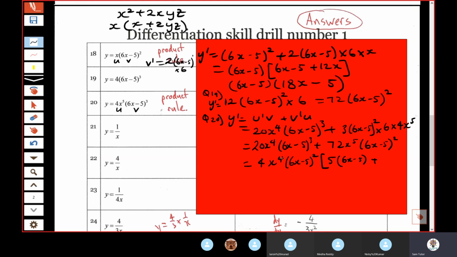Plus 72 divided by 4 is 18. 18, yep. And then x, because that's 5, that's 4. x, yep. And I think that's it. That's squared, and that's squared already. You're done.